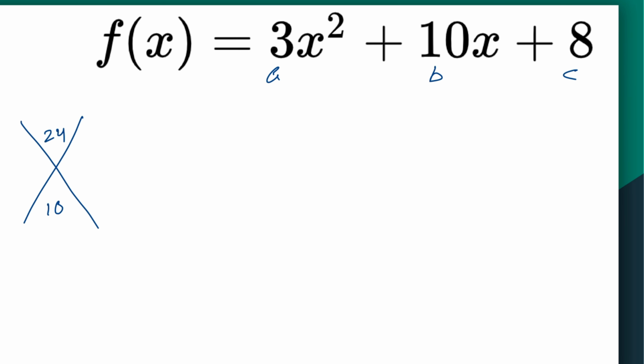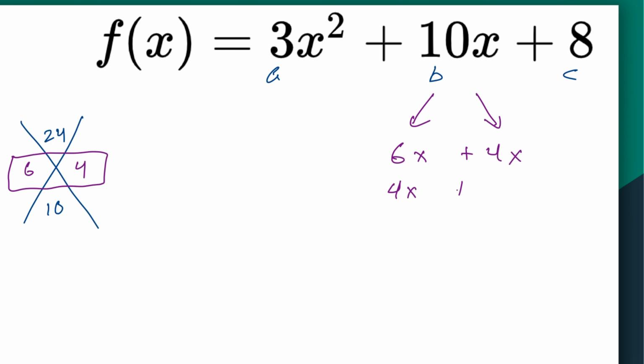6 and 4. Okay, I was thinking like 8 and 3. I was like, why is that not working out? Remember, you're going to be able to find a lot of different numbers that multiply to be 24, but only one pair that will also fill the bottom condition. So 6 times 4 is 24. 6 plus 4 is 10. So these are the 2 numbers I need to use to split my bx term. So this turns into 6x plus 4x. Or you could have written it as 4x plus 6x.